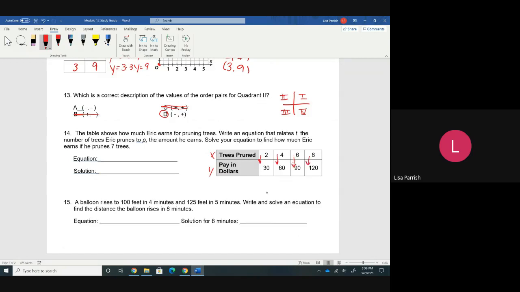What am I doing? I'm getting bigger, so that means I'm either adding or multiplying. Well, 2 plus 28 is 30, but 4 plus 28 wouldn't be 60, so that means I got to multiply. So how many times does 2 go into 30? If you're not sure, you could go to the side and divide that. You could also divide 2 into 30. You would find that that's 15.